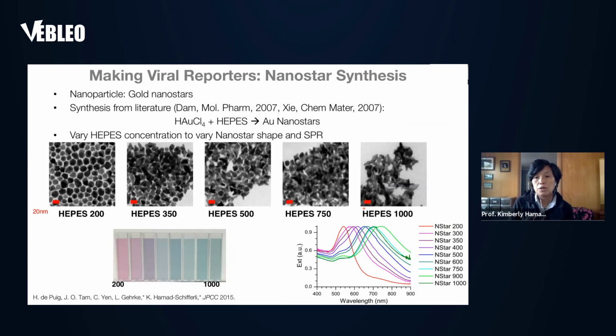Then what we need to do is to make a nanoparticle of a different color. And so what we do is we take advantage of gold nanostars. Again, gold nanostars are very easy to synthesize. It's basically gold chloride with a HEPES buffer, and this results in gold nanostars. And if you tune the HEPES concentration, you can tune the shape of the nanostar that results, shown here, by growing longer and longer arms. Okay, and this results in a shift of the surface plasmon resonance, shown here, to the red. So you can make lots of different colors in this way.